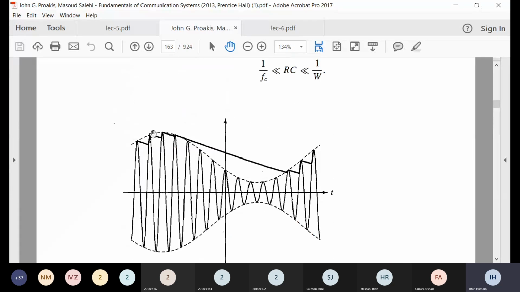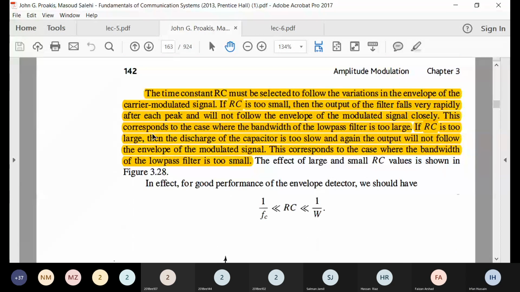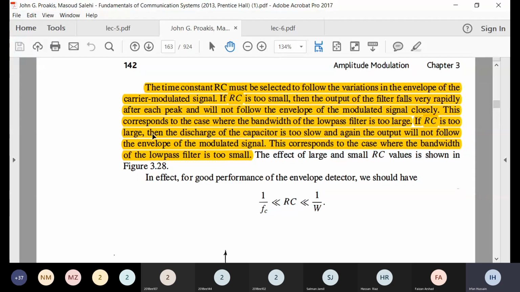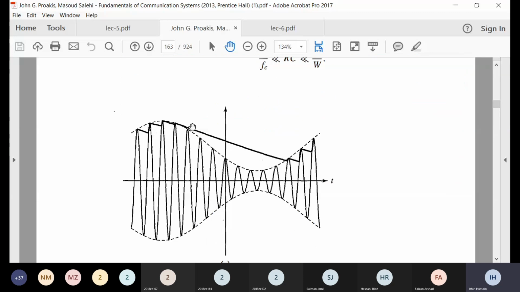The other case is that you have a very large RC, or your time constant is very large. In this case, the capacitor will charge and discharge too slowly. The problem is always the discharge. Discharge will be too slow, and again it will not follow the envelope. You are discharging very slowly, and the envelope is here, but your output signal looks as follows.